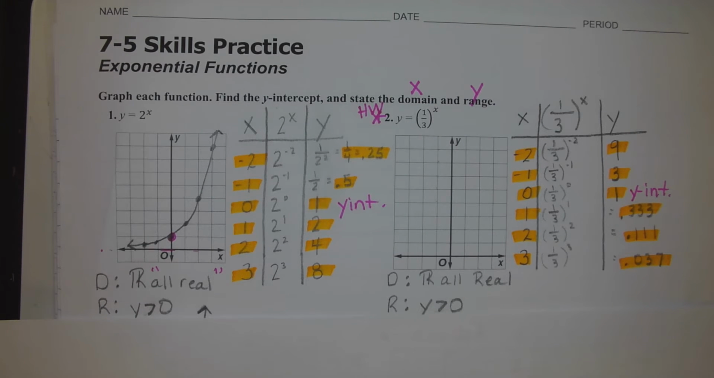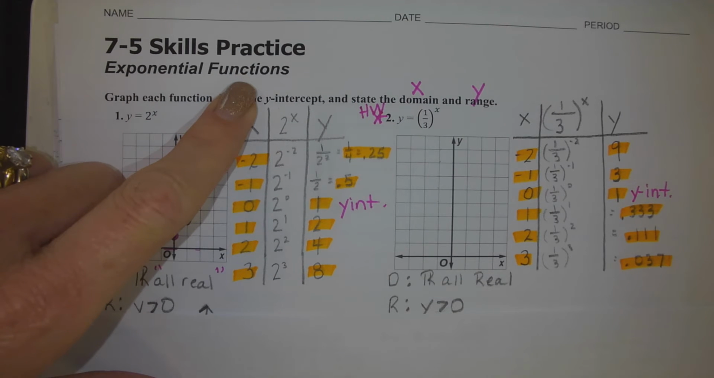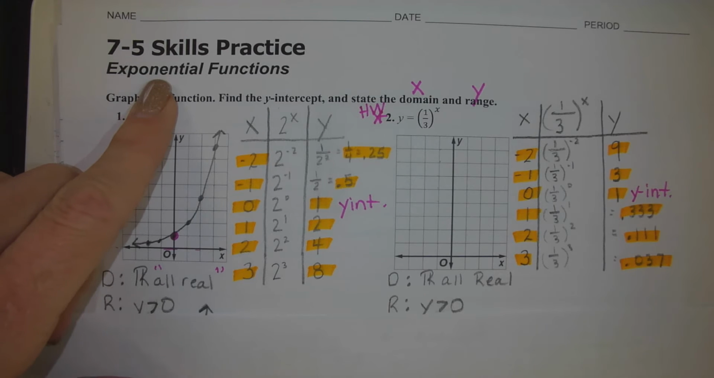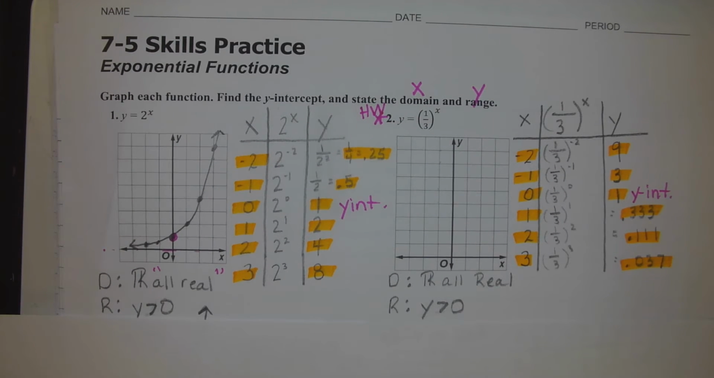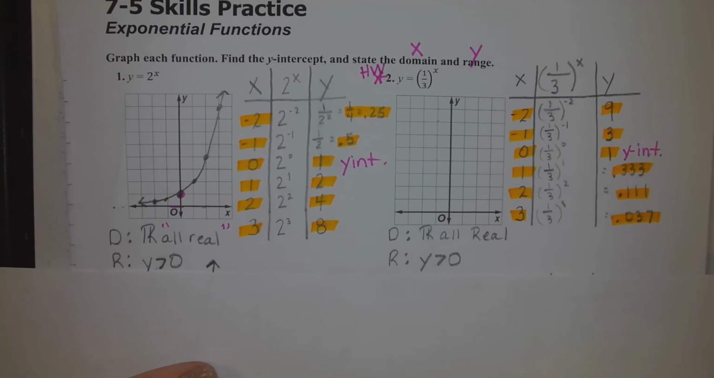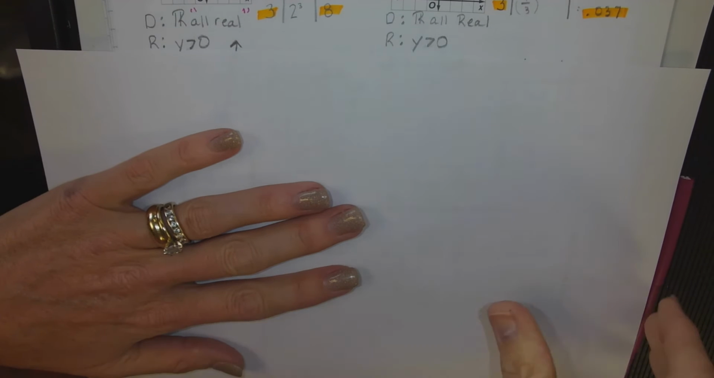Do you hear the word exponent in exponential functions? Remember, function is just a fancy word. We're just graphing. Exponential, our exponent is a variable. That's why it looks a little different. Okay, I'm going to move on to number 3. I'll come back.